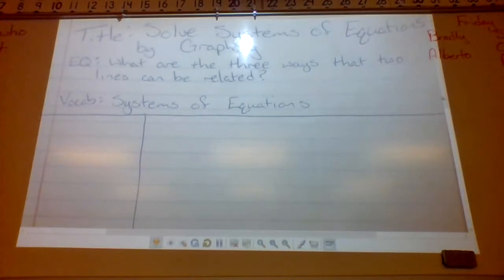So the title is Solve Systems of Equations by Graphing. The essential question is, what are the 3 ways that 2 lines can be related? Vocab is systems of equations.